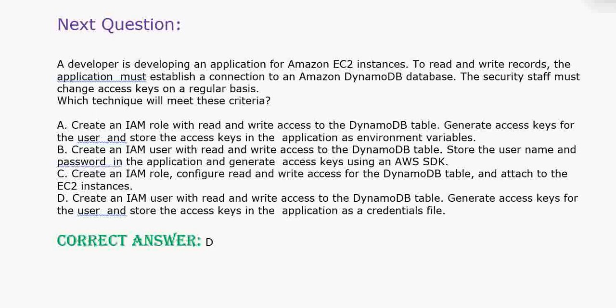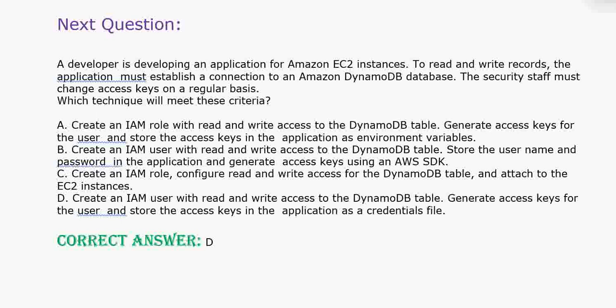Option number A, create an IAM role with read and write access to the DynamoDB table. Generate access keys for the user and store the access keys in the application as environment variables. Option number B, create an IAM user with read and write access to the DynamoDB table. Store the username and password in the application and generate access keys using an AWS SDK.